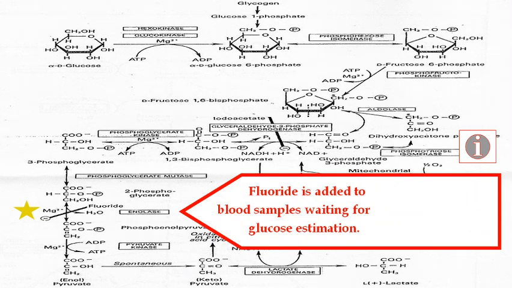For glucose estimation, as we mentioned before, we add fluoride to the blood samples. Why? To inhibit the process of glycolysis, so red blood cells will not utilize glucose and decrease its level, which may give false low results of glucose. We add fluoride because fluoride inhibits the enzyme enolase, so it will inhibit the process of glycolysis.